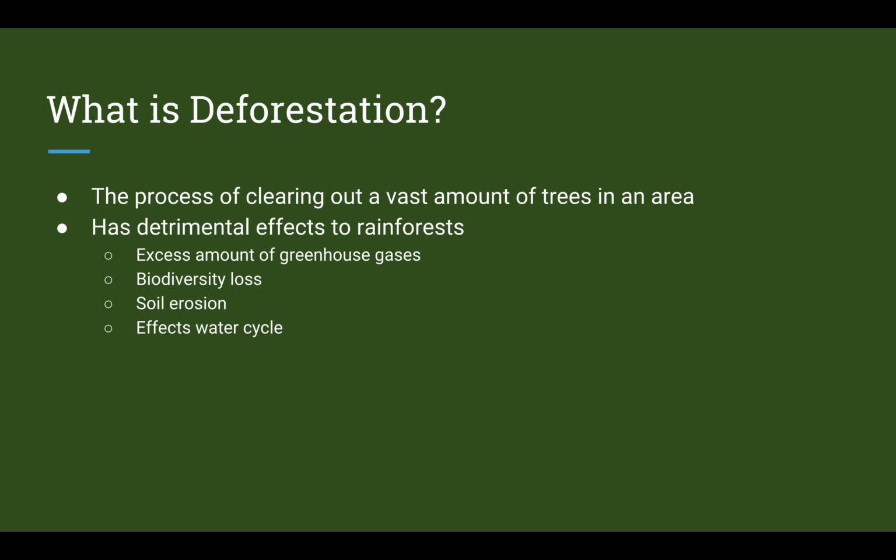Now, what is deforestation? Deforestation is the process of clearing out or wiping out a vast amount of trees in an area. And this has detrimental effects to rainforests and also the environment as well. This leads to excess amounts of greenhouse gases. Tropical rainforests absorb carbon dioxide and other greenhouse gases, over 210 gigatons of carbon. And because of deforestation, up to 15% more greenhouse gases are being released into the atmosphere.